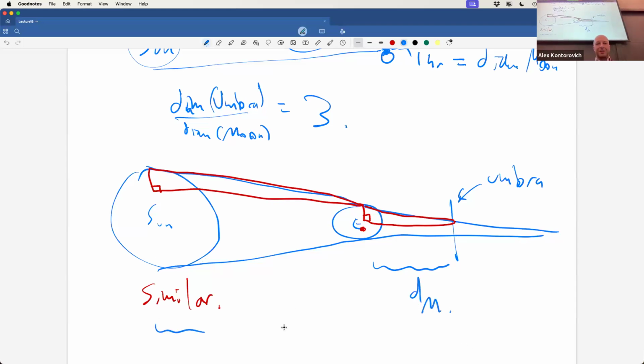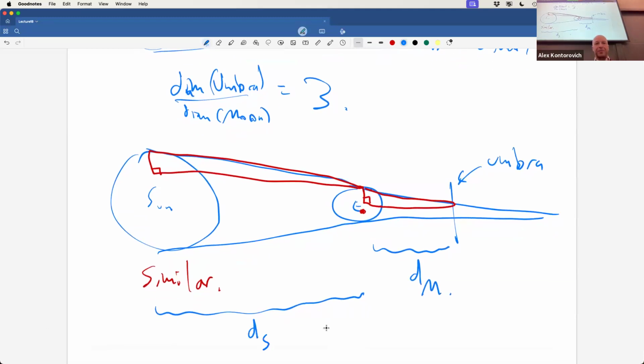How about this distance? The distance to the sun. How about this height? It's the radius of the sun minus the radius of the earth. This is exactly the radius of the sun minus the radius of the earth. Everybody see that? The radius of the sun would be this. We have to subtract off the radius of the earth.